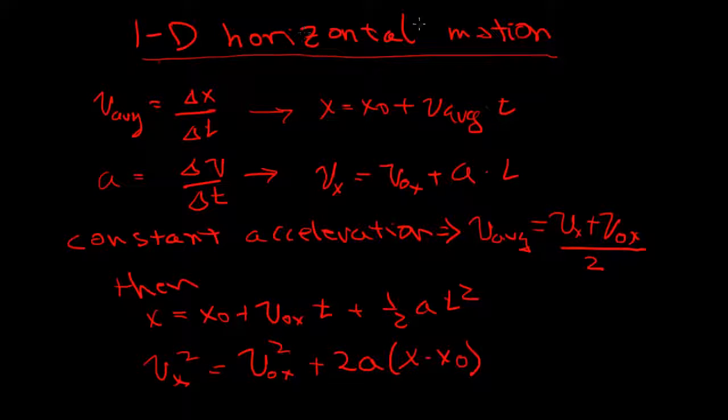We've talked about one-dimensional horizontal motion, and we started out with some definitions. In one dimension, I could put a little x here, right? The v average in the x direction is the change in x position over the change in time. And we just rewrote that, changed our notation a little, as x equals x naught plus v average times time. That was just a little more convenient way for us to write it.